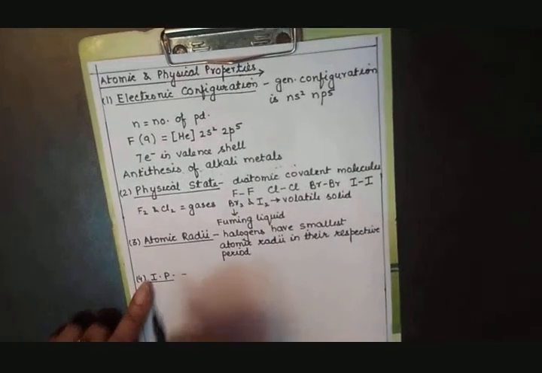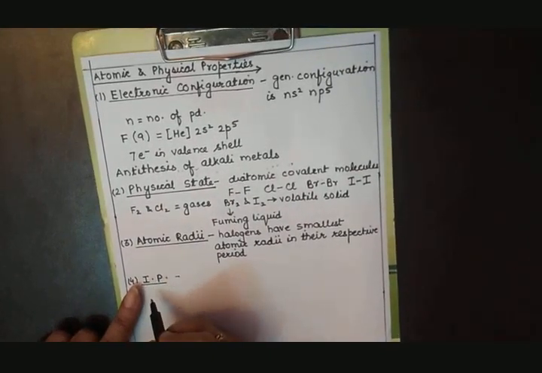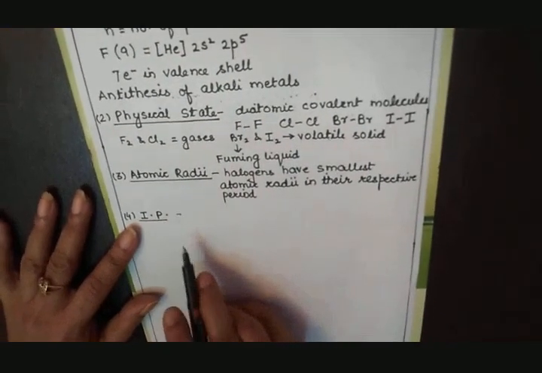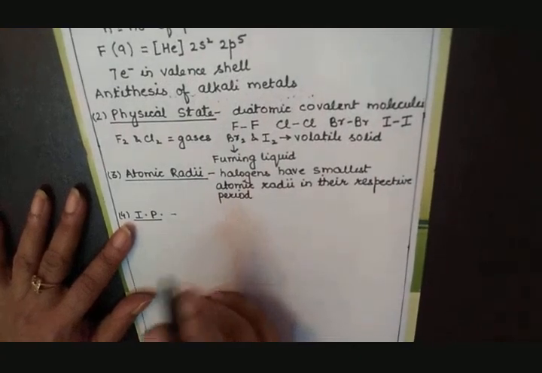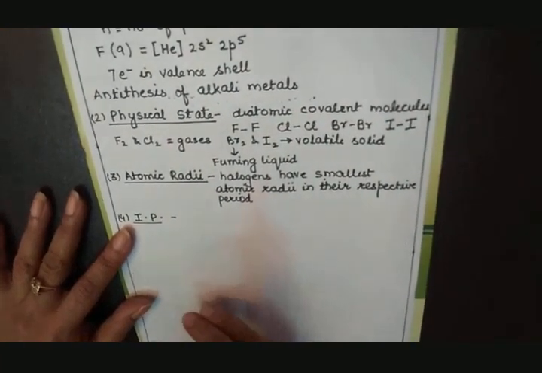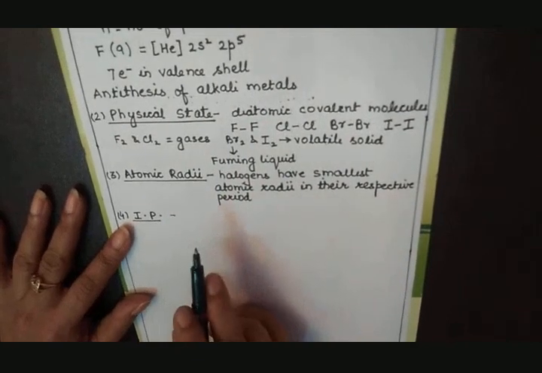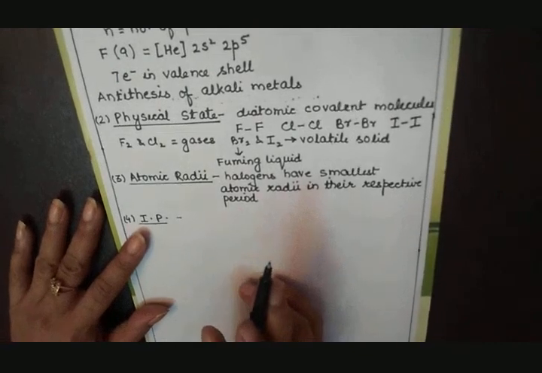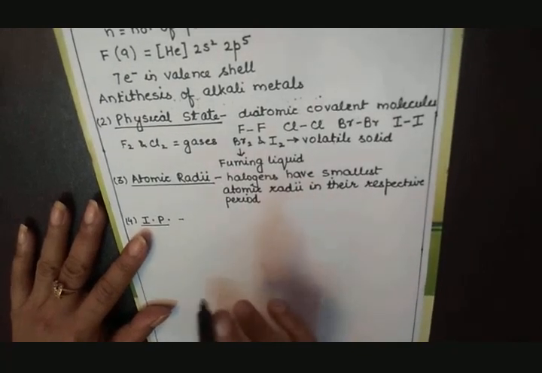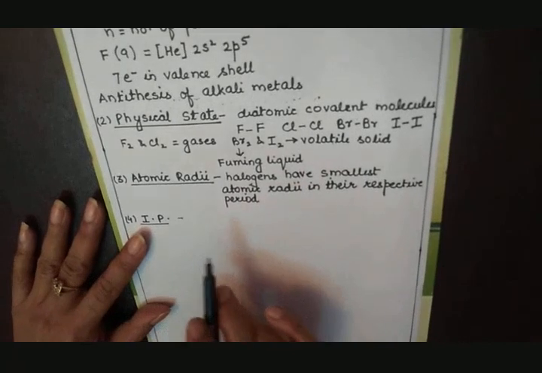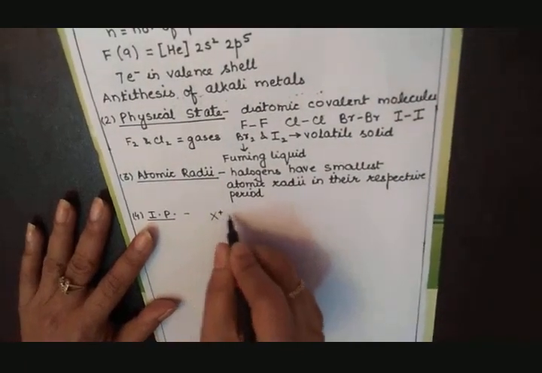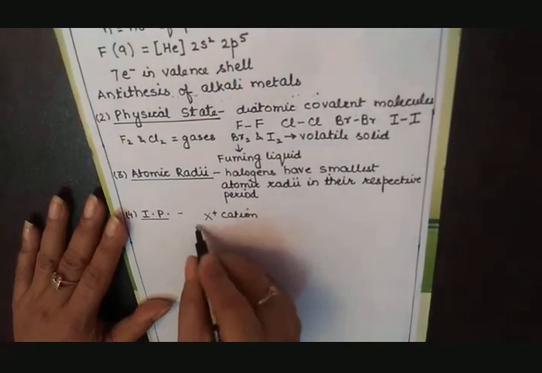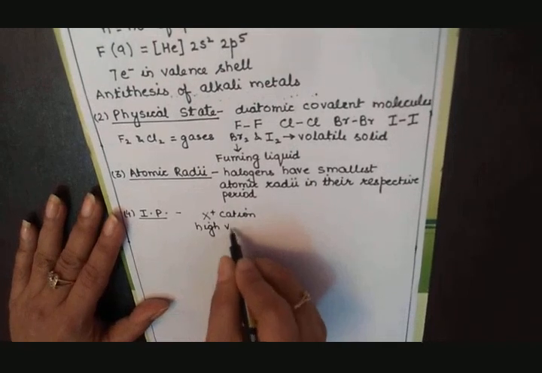Now the next property is IP, ionization potential or ionization enthalpy. Do you remember the definition of IP? It is the amount of energy required to remove an electron from the outermost energy shell of an element. Halogens have very little tendency to lose electrons. They do not form X+ cations. So what should happen? They should have very high values of IP.